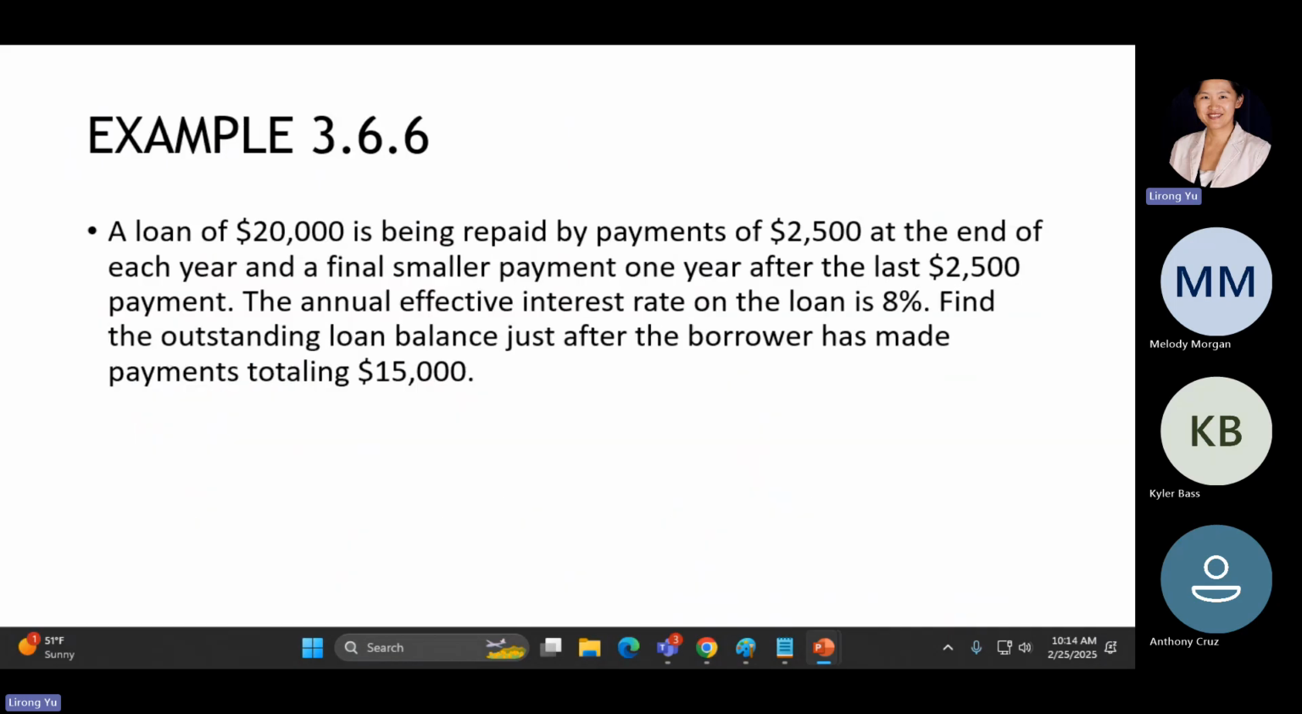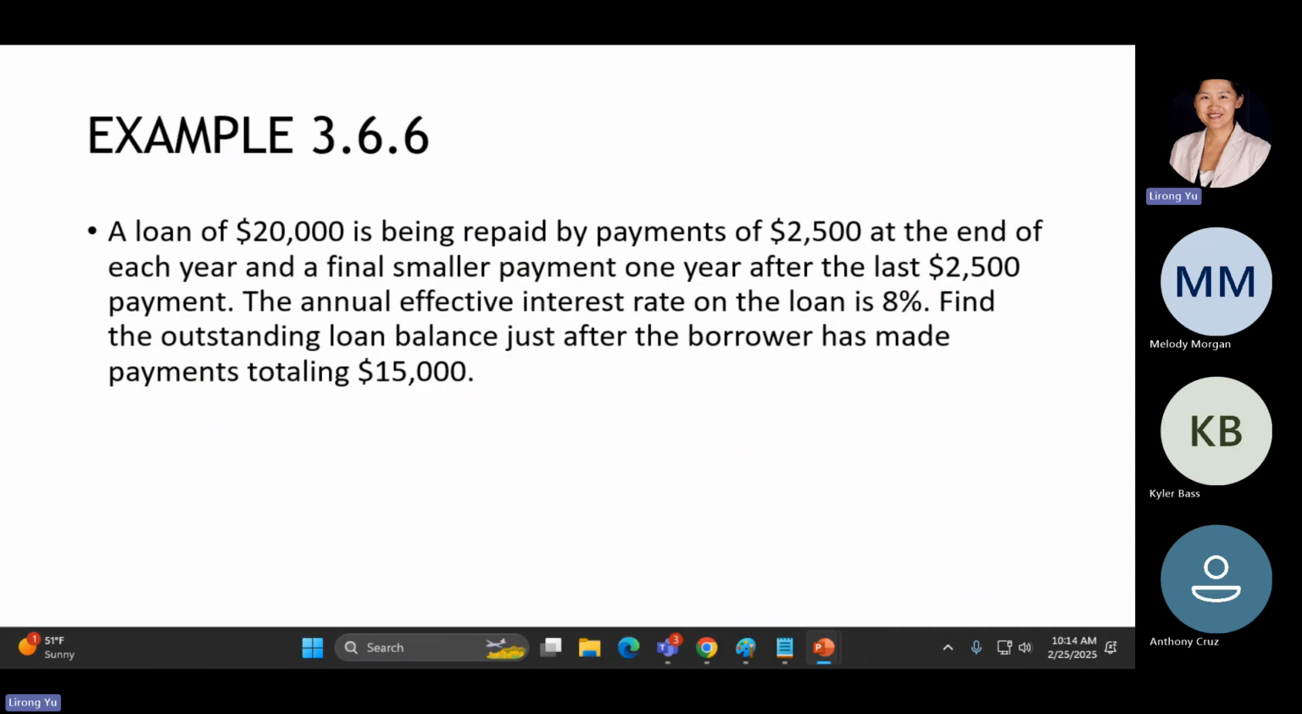All right, the second example has a different scenario. We have a loan amount originated as 20,000 and we're paying 2,500 at the end of the year. So it's not a monthly payment, it's an annual payment. The last payment is supposed to be a little bit smaller, which means we are not clear about the future since we're not given the last payment amount. In this question, we're clear about what happened in the past. We have the loan amount, we have the payments in the past.